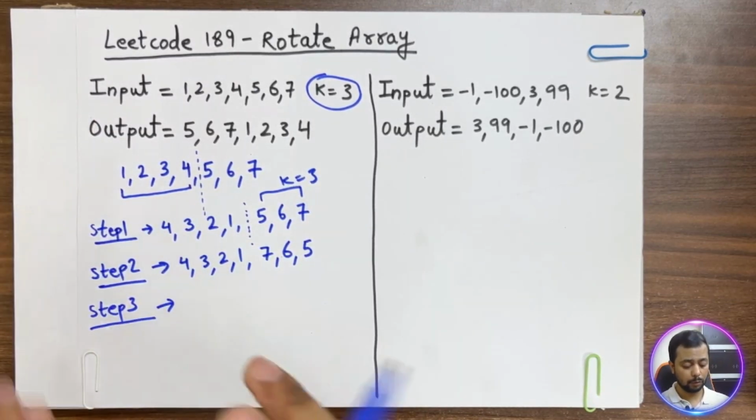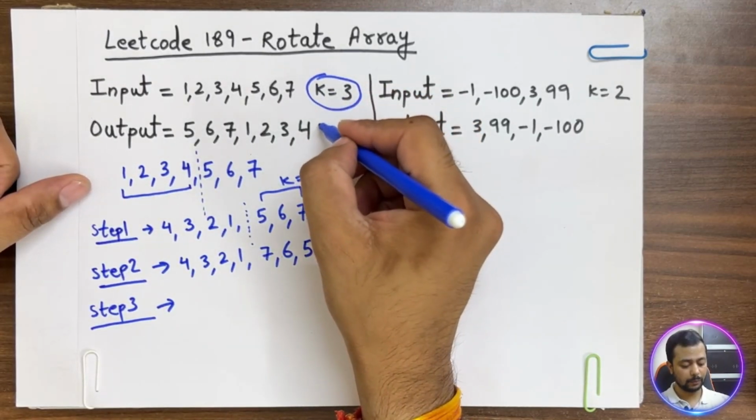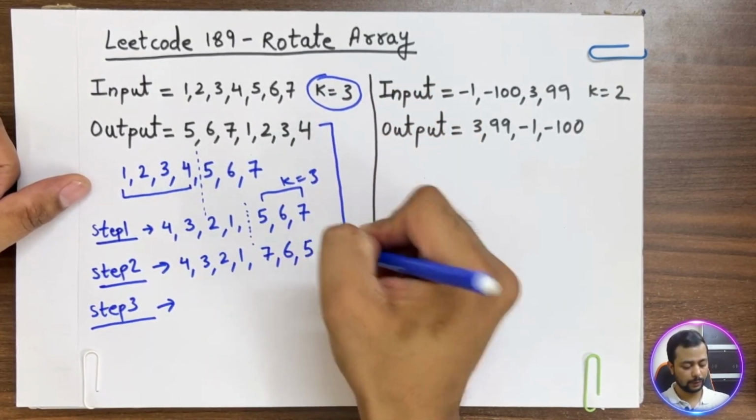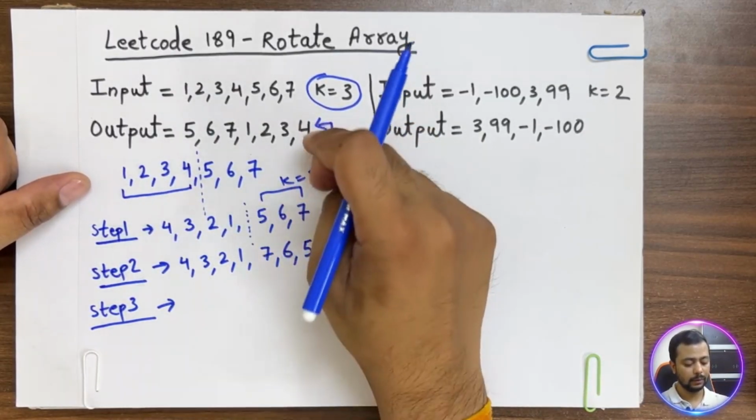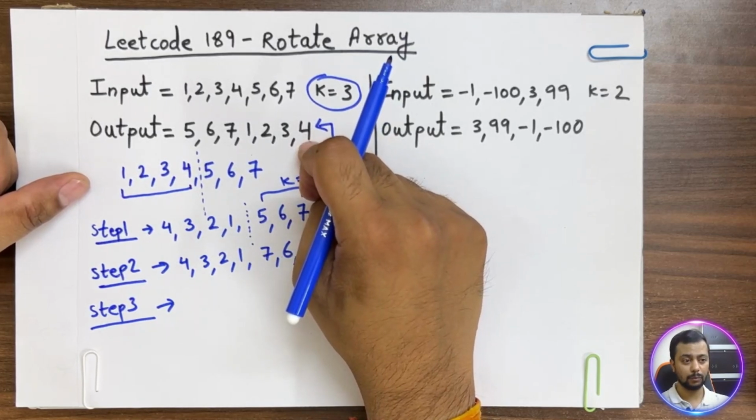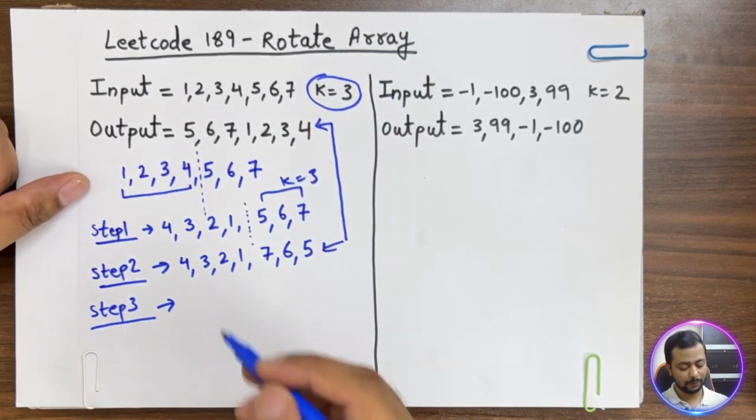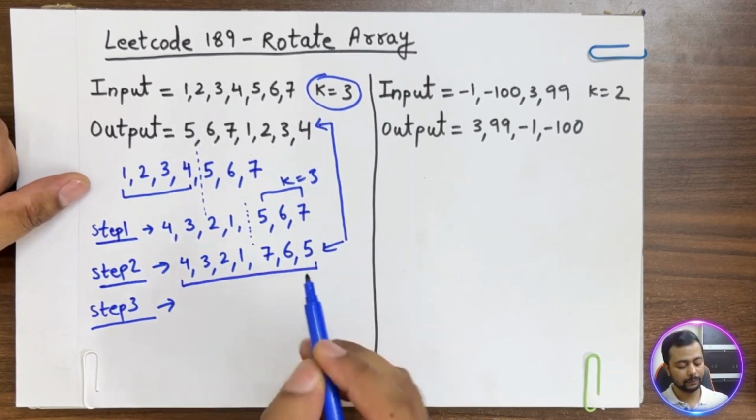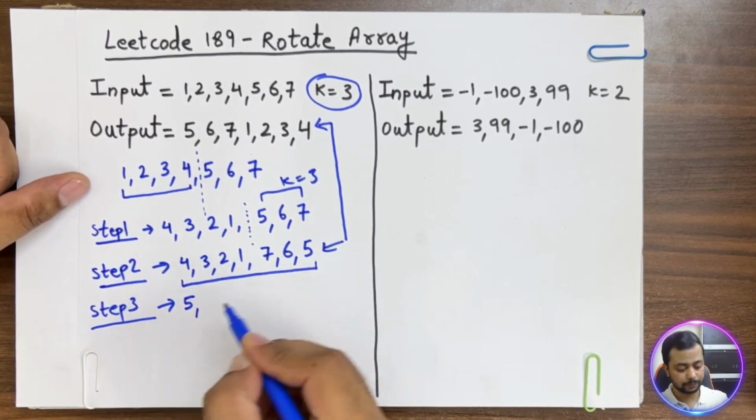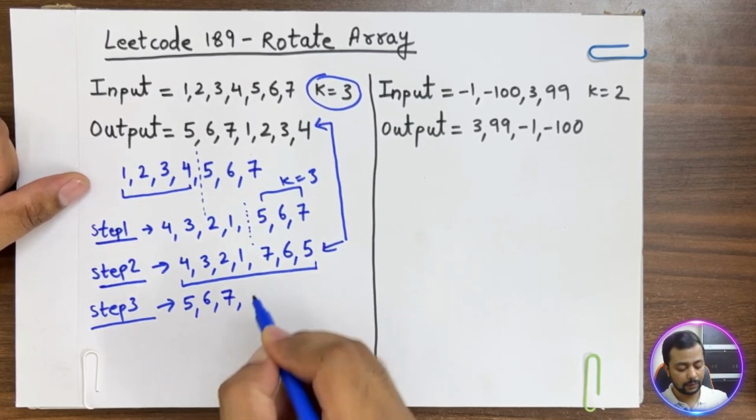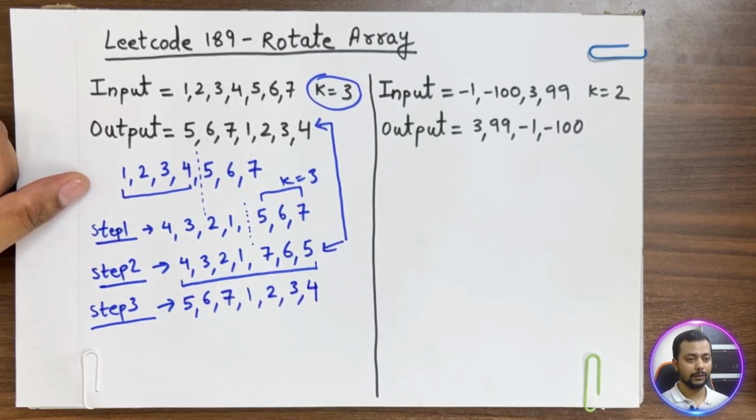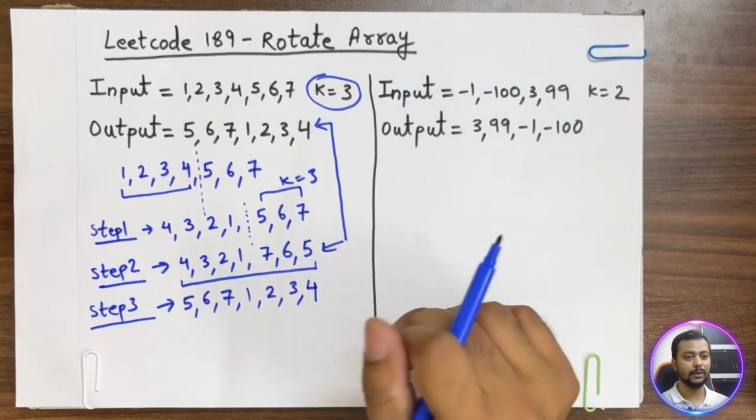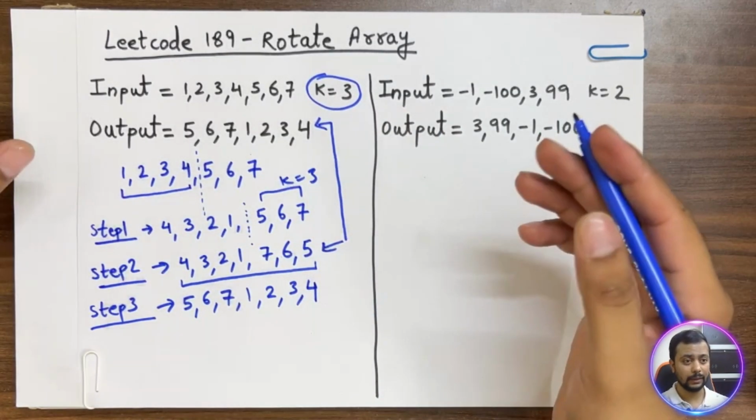before the last step, if you look closely and compare this array with the output array, do you see the pattern? This array is nothing but the reversed version of the output array. So as the last step, very simple, we will reverse the entire array. Then it will become 5, 6, 7, 1, 2, 3 and 4. Just compare the output and this array after step 3. It is exactly similar. Let's see how it happens in the second input.